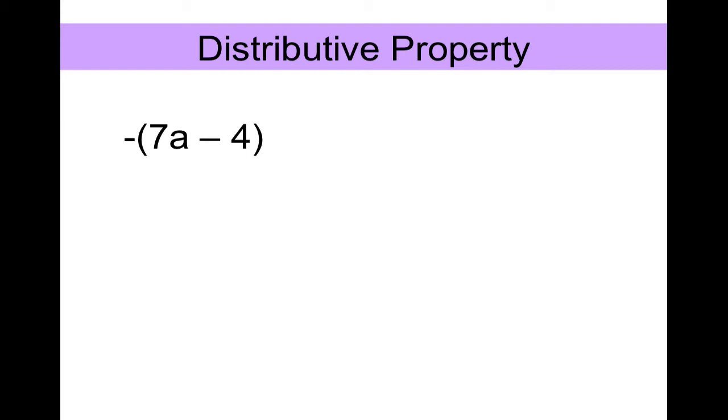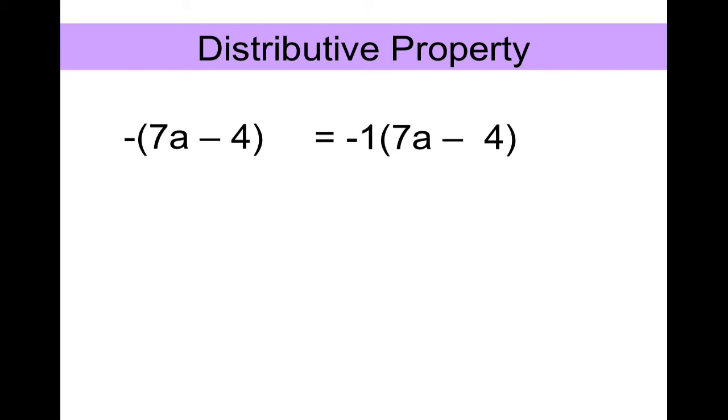Here's an unusual example. Actually, it will become quite usual, but for now it looks unusual because the thing outside the parentheses is just a minus sign. So for now, you can think of that as a negative 1. Okay, so when I first look at that, before I think of it as negative 1, to me that says the opposite of 7a minus 4. Well, finding the opposite of something is the same as multiplying it by negative 1.